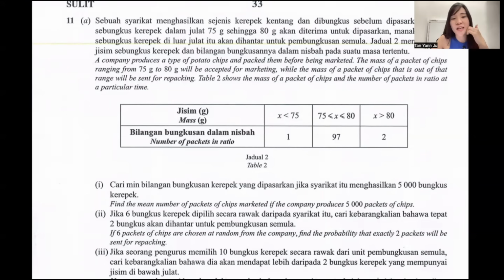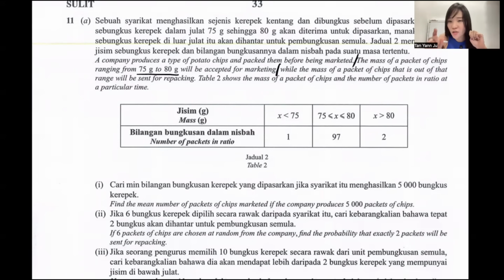So for 11, they say a company produced a type of potato chips and packs them before being marketed. Of course, you sell potato chips, you pack first, only then you market. If not, you use hand to give people, right? The mass of a packet of chips ranging from 75 gram to 80 gram will be accepted for marketing. So 75 to 80 gram, say maybe mine is 77 gram. As long as it is within the range, I still sell it out, okay?